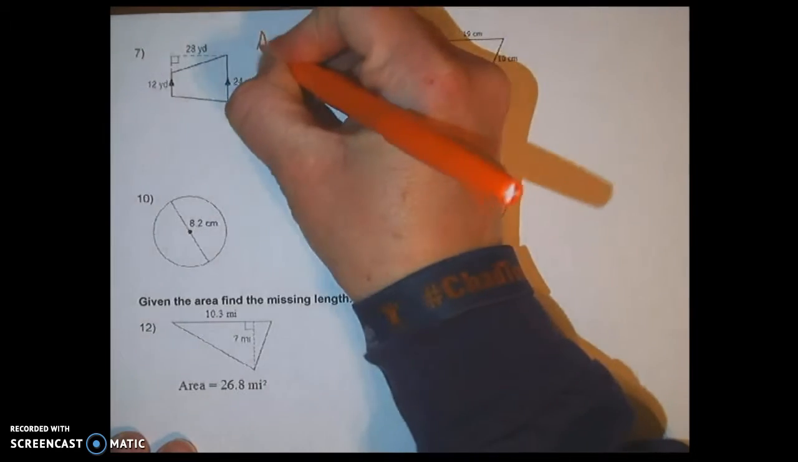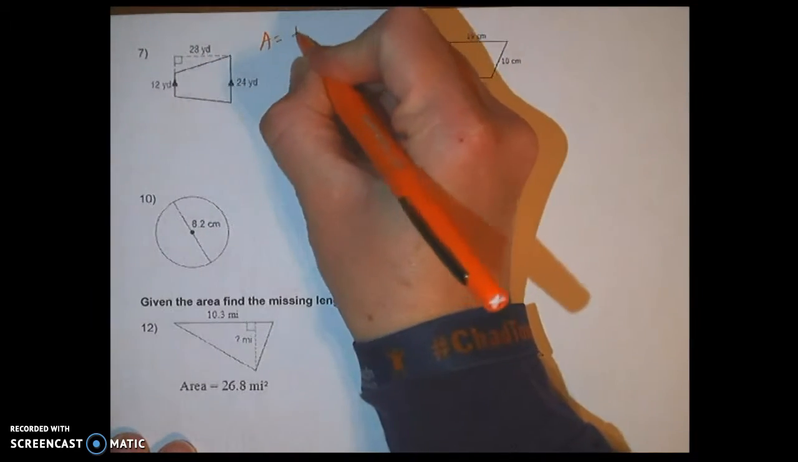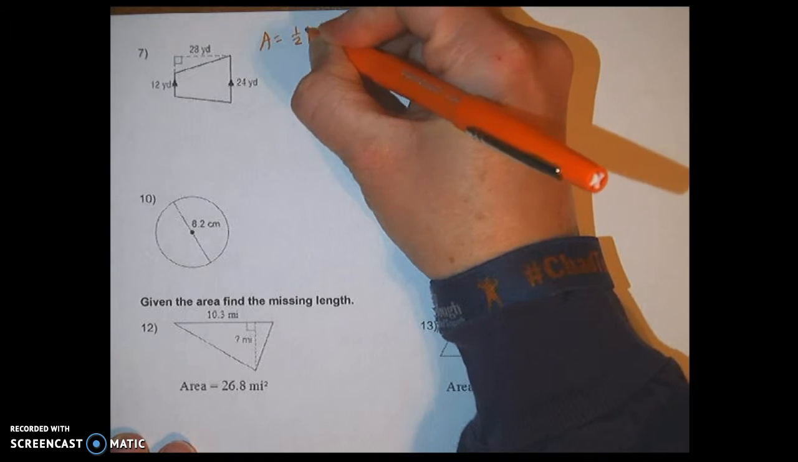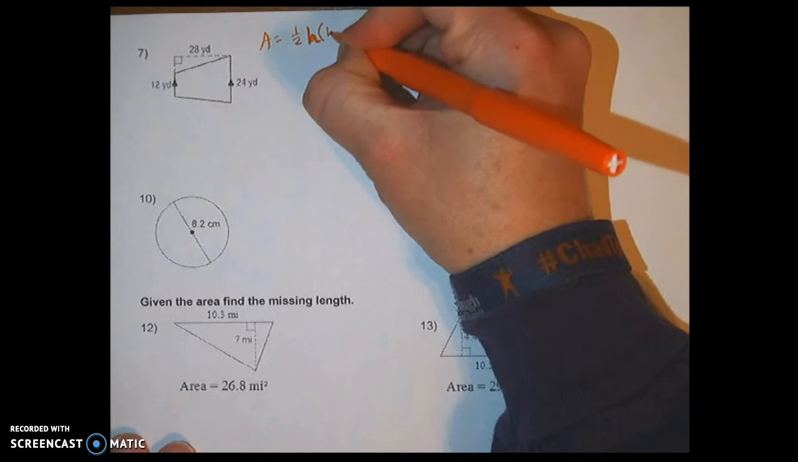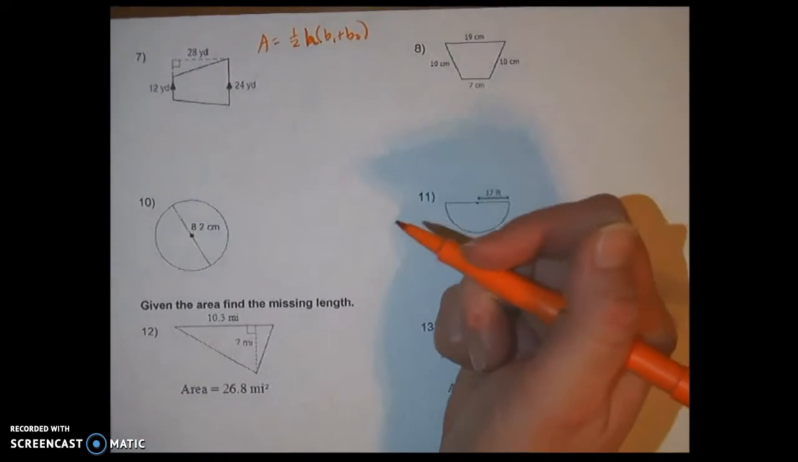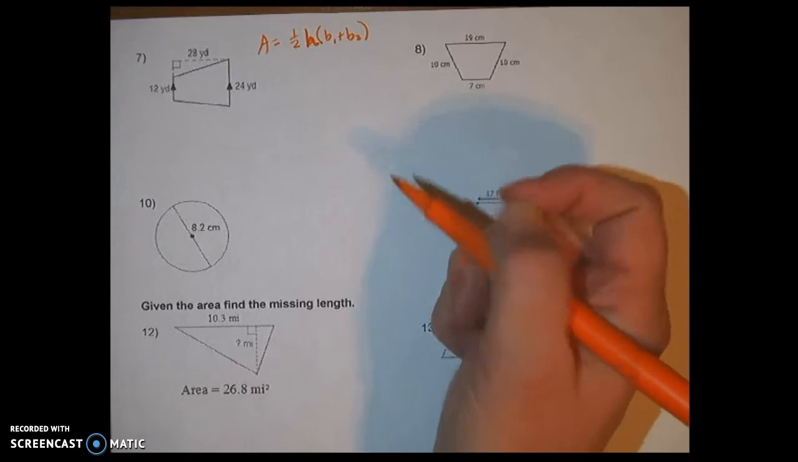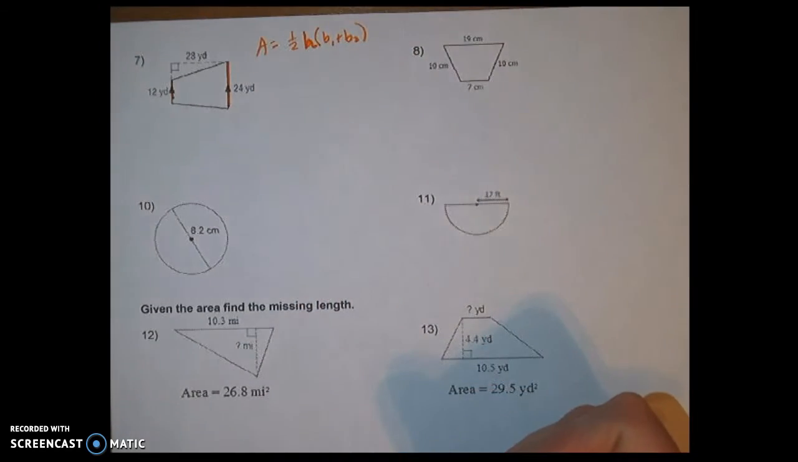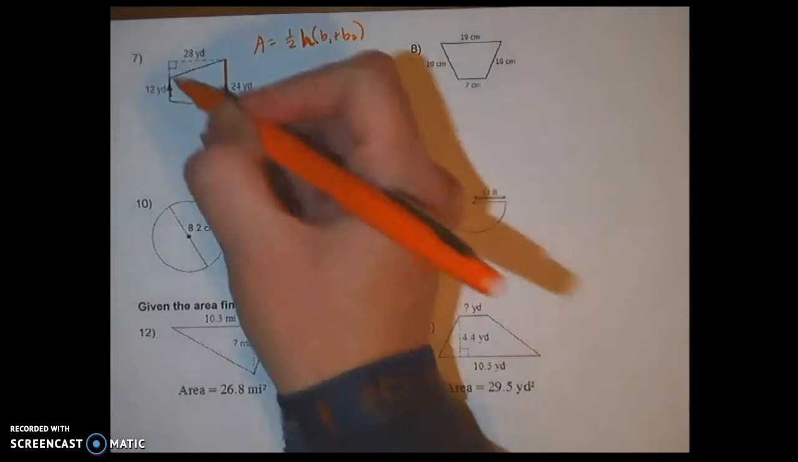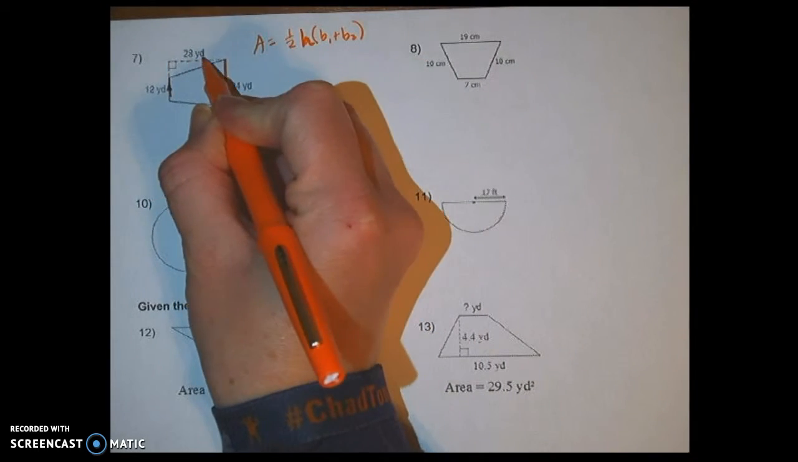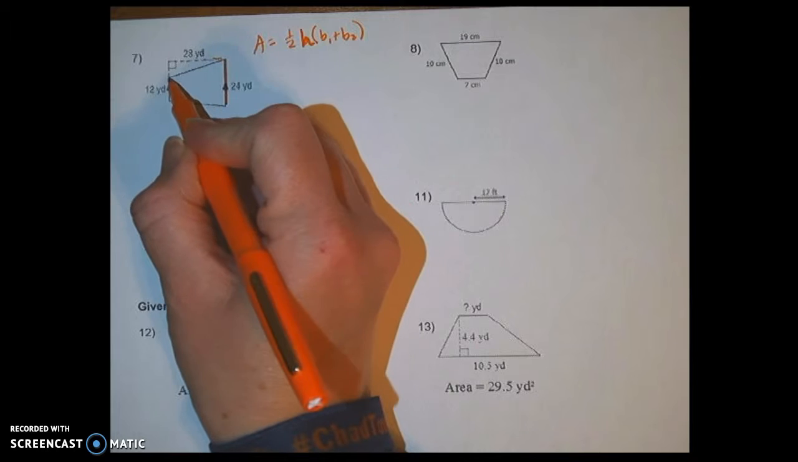And remember, the area of a trapezoid is 1/2 times the height, times base 1 plus base 2. When I look at this particular trapezoid, it doesn't really matter which one you deem as base 1 and base 2, but what I do need to know is that they are the parallel sides. Your height happens to be outside the trapezoid.